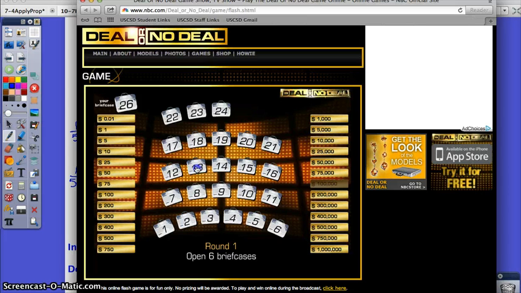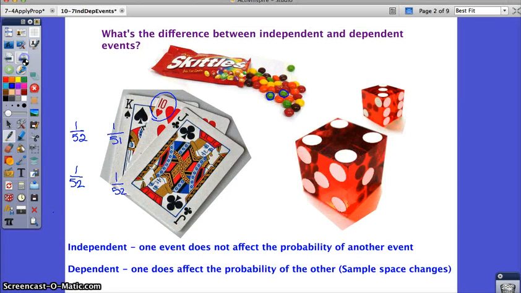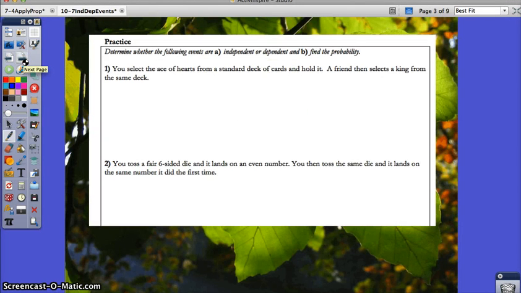If I open another one, now there's only 23 cases. 22 out of the 23 would not be $1 million. I hope you get my point here. This would be a dependent situation because as I open the cases, there are less left for the denominator of the second fraction. So before we get into the practice problems, I want you to write two things down.